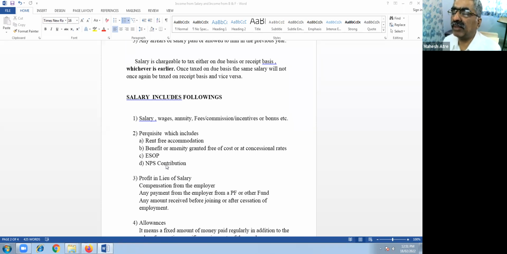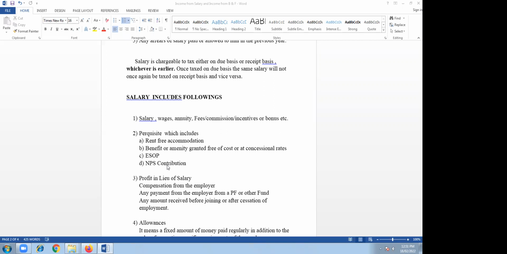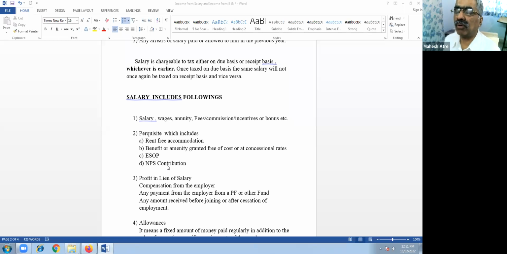Next one is NPS. What is meant by NPS? National Pension System or New Pension System. So the government employees who are not going to get a pension, or a company or organization where pension is not applicable, in that case the employer insists on opening an NPS account with the government, and that is the contributory pension. In simple words, the contributory pension means for your pension you contribute the amount to the government.